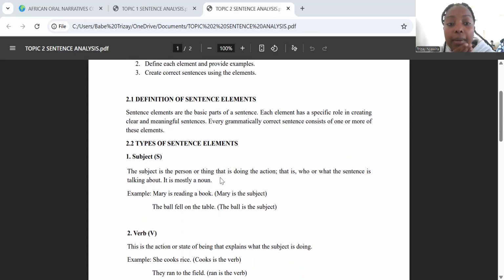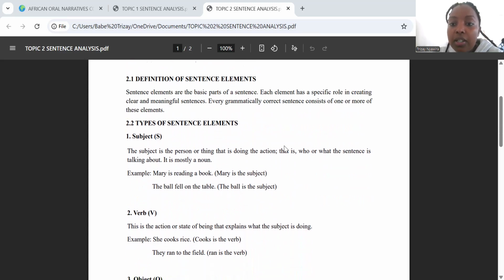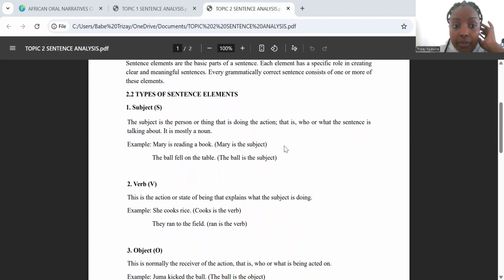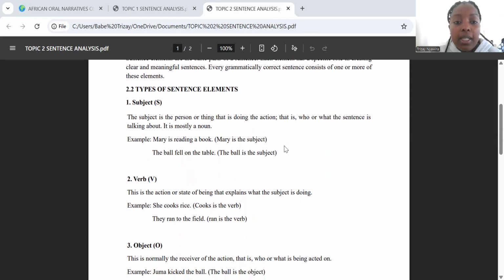Sentence elements are the basic parts of a sentence. These are the building blocks of a sentence, the things that are needed in making a sentence. Each element has a specific role in creating clear and meaningful sentences. Every grammatically correct sentence consists of one or more of these elements. So we are going to look at the different types of sentence elements.